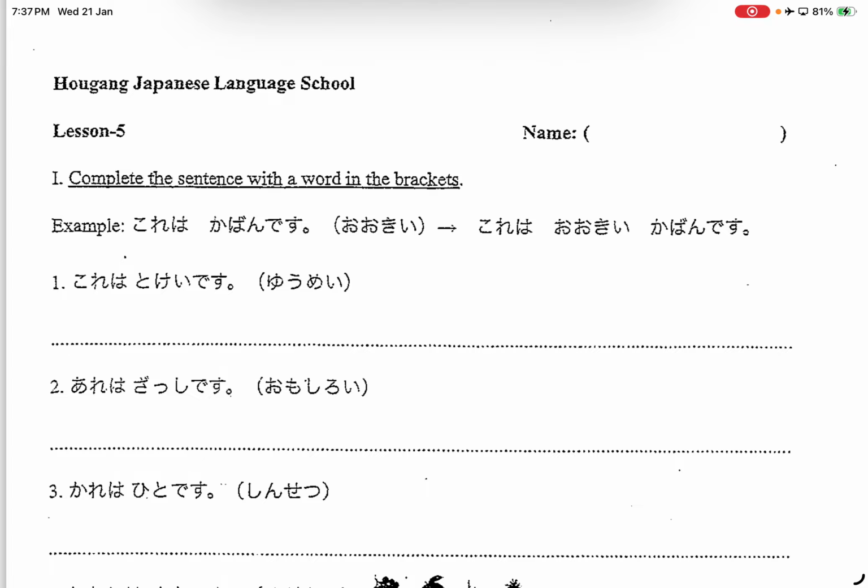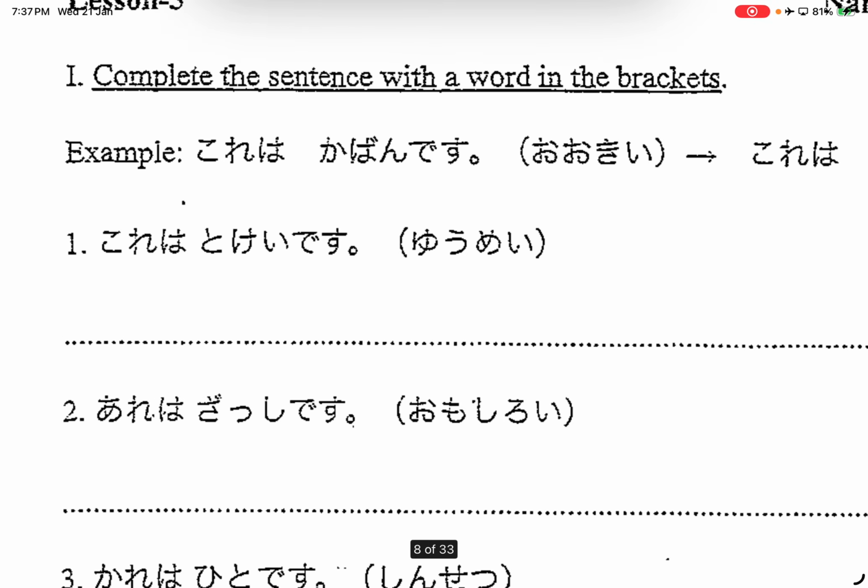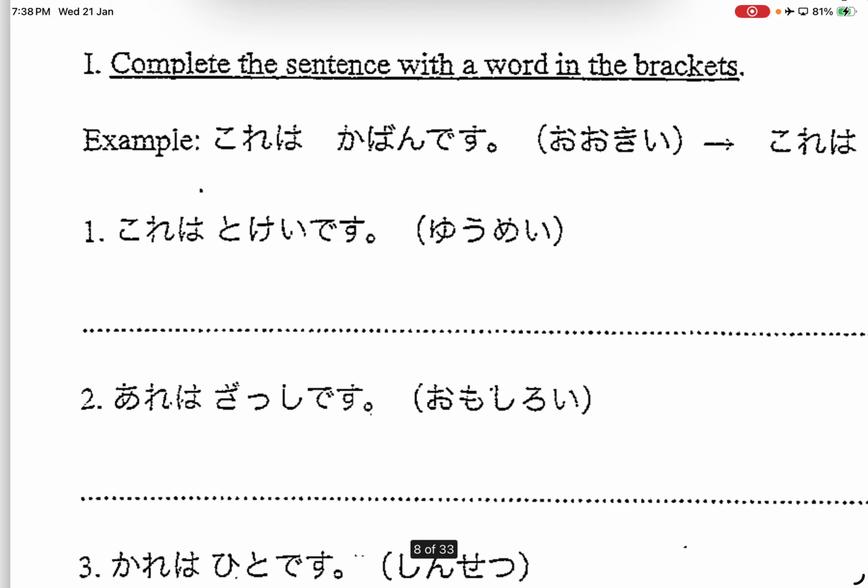Okay, so number 1. これは時計です。Bracket 有名. これは有名時計です。Wrong. What is 有名? 有名 is an E adjective or na adjective? Why does that make you think it's an E adjective? Just because it ends with an E? It's a na adjective. So please don't be fooled just because it ends with an E and then it's an E adjective. So far we have learned 2 adjectives which end with an E, but are not E adjectives.